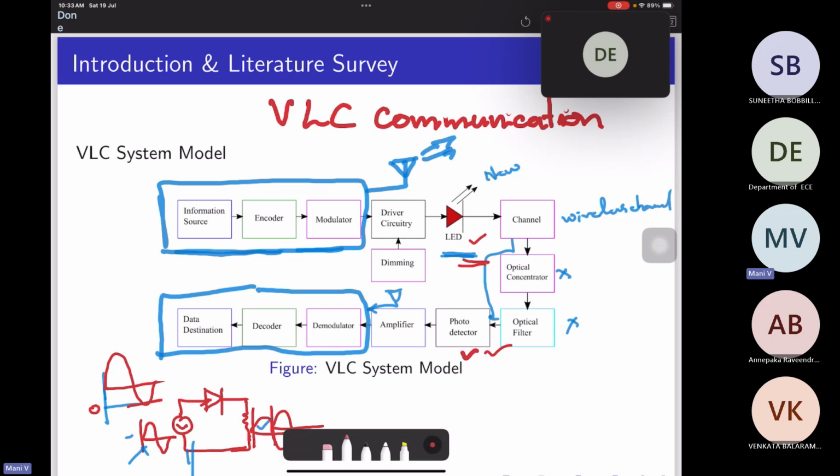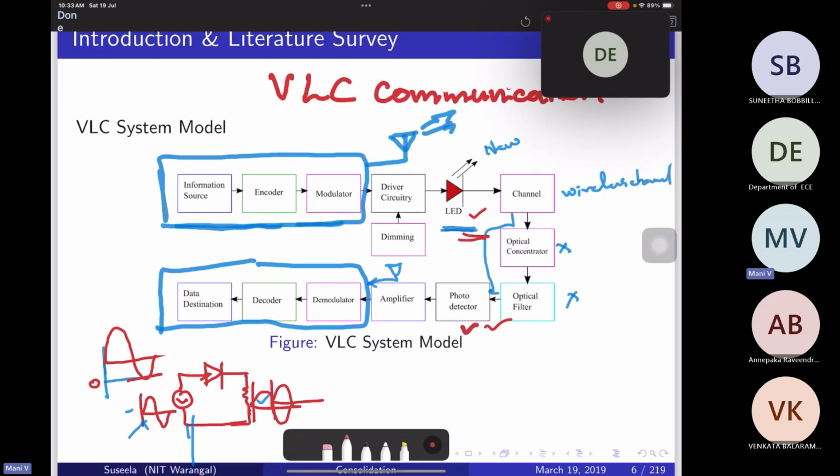Now, if you are using visible light communication, the communication happens between the devices, that is, an LED and a photo detector. The light emitting diode is one of the devices. Instead of using an antenna, I use a light emitting device for transmitting your signals. For receiving your signals, we use a photo detector. When light falls on the photo detector, it converts the signal into an electrical signal.